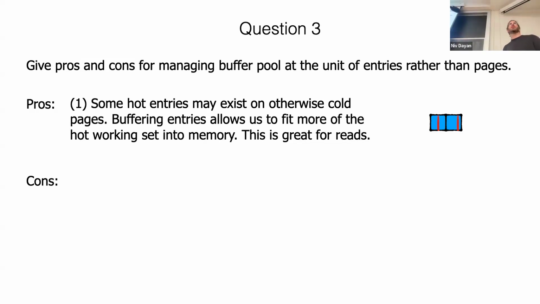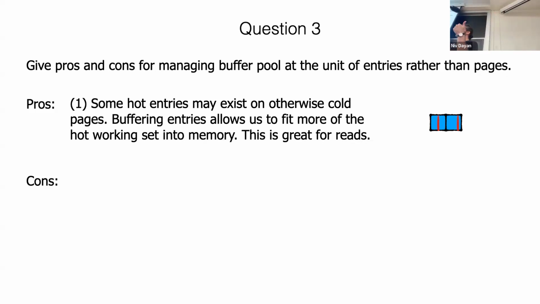When an entry is dirty and we need to write it back in, we have to read the entire page to find which entry was exactly changed. Yep, exactly right. And why is that not the case when we cache things at the block or page granularity? Because you already have the entire page, so you just write it back. Yeah, exactly. Excellent. So that's con number one.